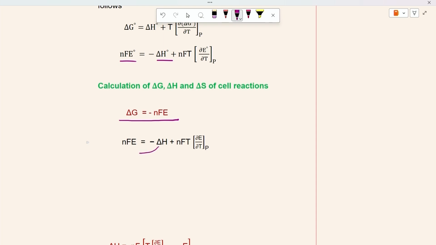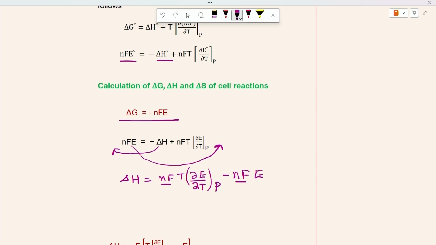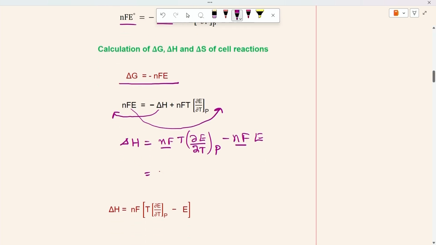Now, I am going to take this delta H to this side, and take nFE to the other side. With delta H coming to this side, it becomes positive. Delta H is equal to nFT into ∂E/∂T at constant pressure, and when nFE goes to the other side, it becomes negative nFE. You have a common factor nF here and also here, so I can take that common factor out. This will be nF into T into ∂E/∂T at constant pressure minus E. So, this is the delta H.